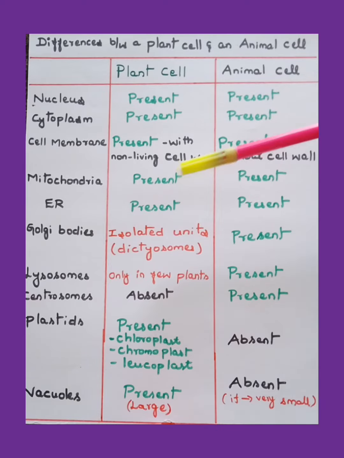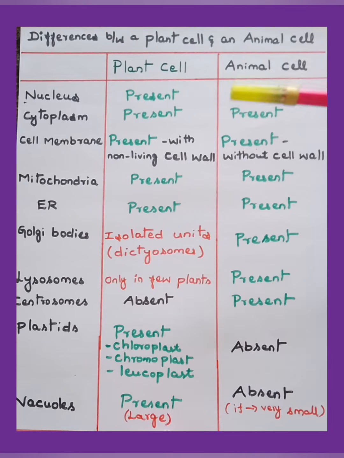Mitochondria is present both in plant cell and in animal cell. ER, endoplasmic reticulum, is present both in plant cell and in animal cell. Next, Golgi bodies are mainly present in animal cells, and very few isolated units of Golgi bodies are present in plant cell. They are called dictyosomes. Next, moving to lysosomes. Lysosomes are mainly present in animal cell. Only a few plants contain lysosomes. Centrosomes, the main point is they are present in animal cell and absent in plant cell. You cannot find centrosomes in plant cell.